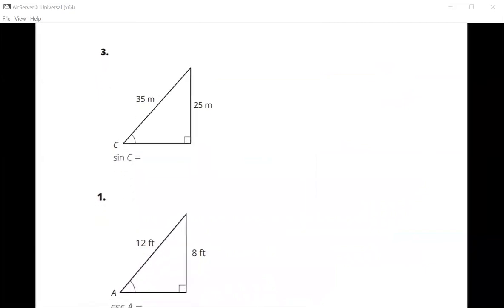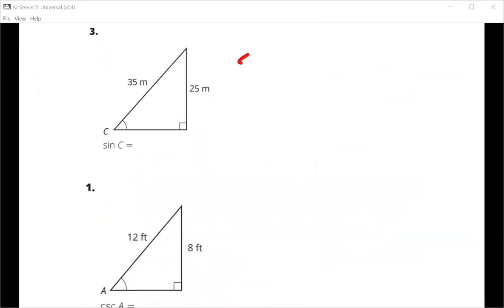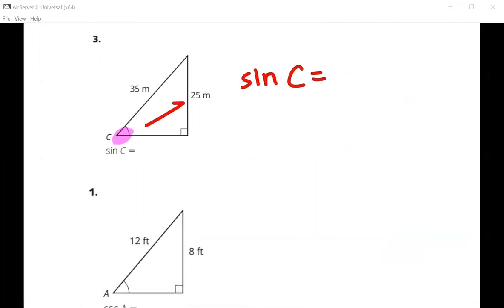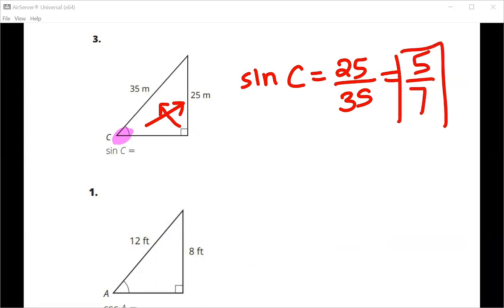Let's take a look at our first example here. We're looking for the sine of C. The sine of reference angle C is going to be the side opposite, which is 25, over my hypotenuse, which in this case is 35. It keeps disappearing, but you got it. When I simplify 25/35, I get 5/7. And so that's going to be the sine of C.